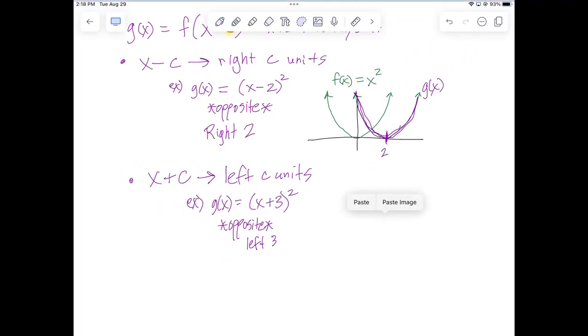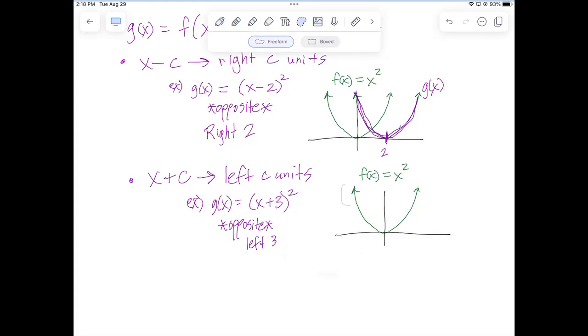So we can paste our x squared down. We can duplicate it. And now we could just pick it up and move it 1, 2, 3. We'll move it left 3 units. There's our new graph. We'll trace over it. Call it g of x. And now the vertex, which used to be at x equals 0, is now at x equals -3.